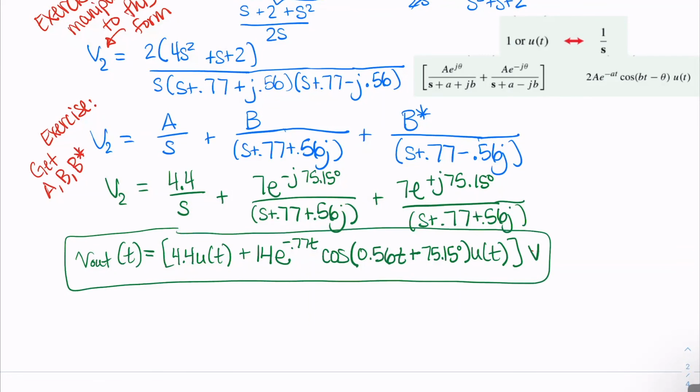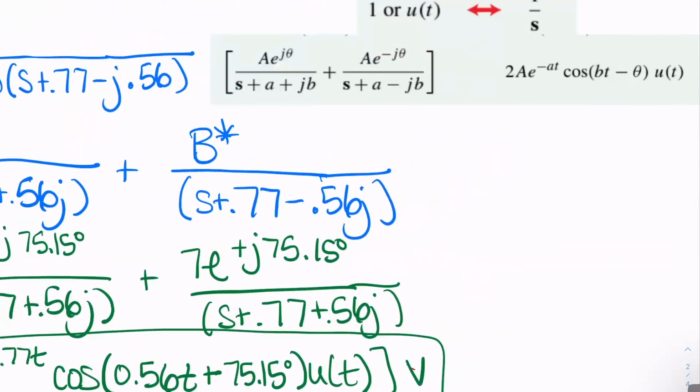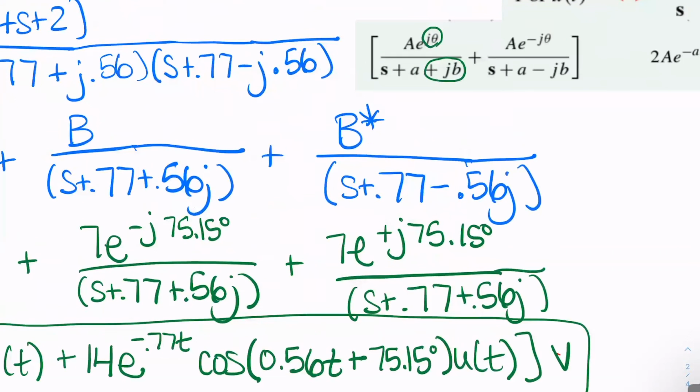So note here that this is a plus for when this is a plus. And in our case, when we have a plus, we have a negative. And so that theta will be a negative 75.15 degrees. So when you put it in there, the negative and the negative cancel to a positive. So you do have to look and see what matches up with the plus.